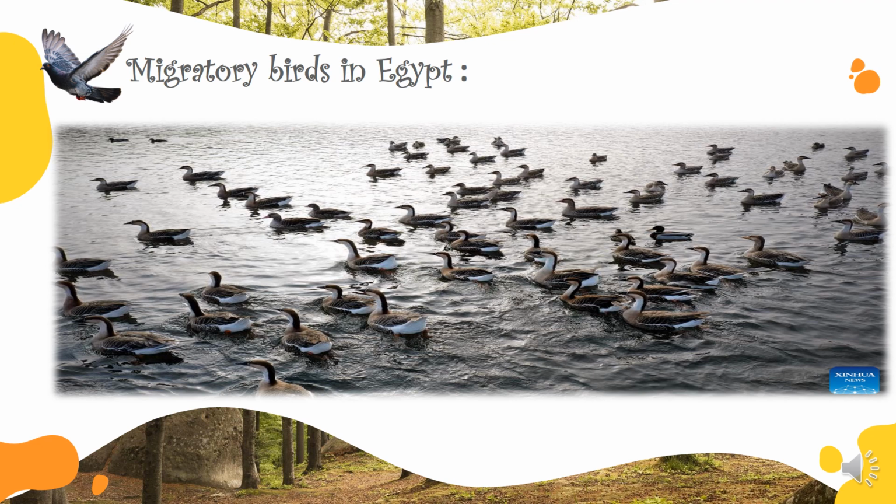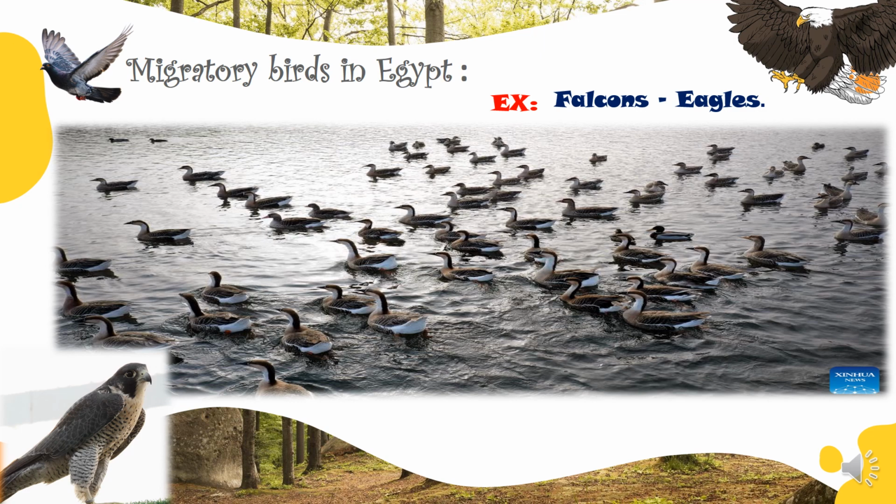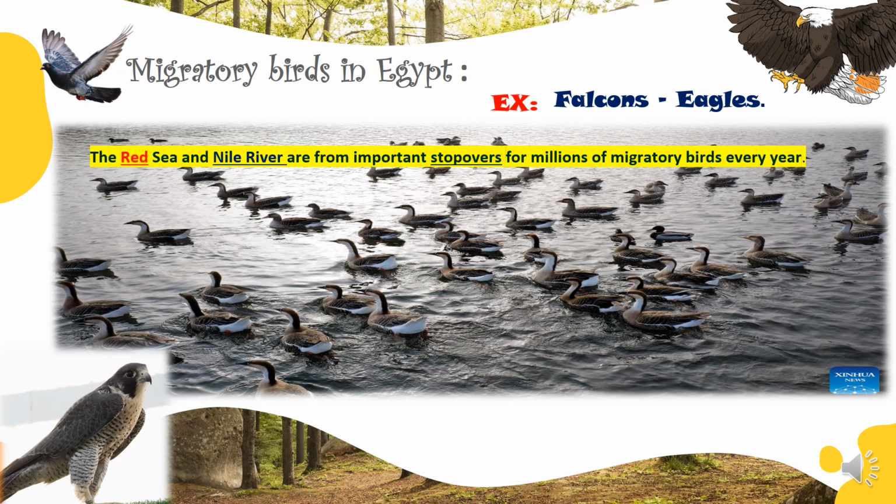So, let's talk about migratory birds in Egypt. We have two examples here, like falcons and eagles. We have two main stopovers in Egypt, which are the Red Sea and the Nile River, and they are considered important and main stopovers for millions of migratory birds every year.